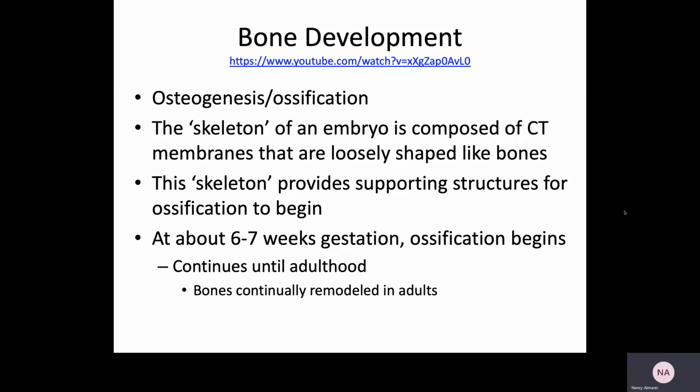That will provide supporting structures for ossification, which will start at about 6 or 7 weeks of gestation. It does continue until adulthood, and after that, bones are continually broken down and repaired, and bone matrix is replaced, and that process is known as remodeling. If you remember when we talked about the anatomy of the long bone, we talked about the epiphyseal plate, the growth plate. When that seals, the person is skeletally mature. And we're going to be talking about that in just a few more slides.